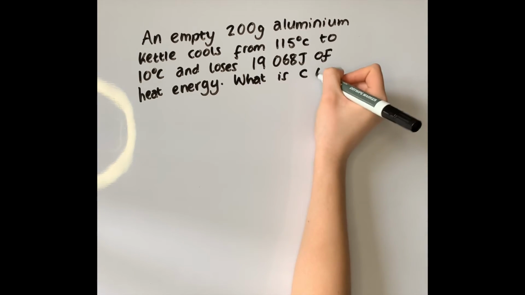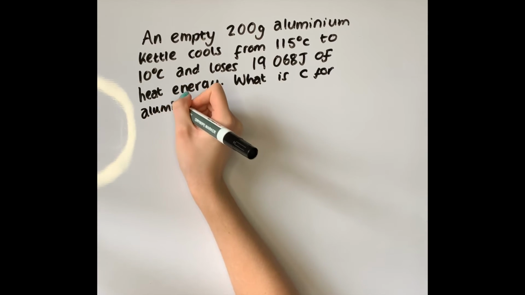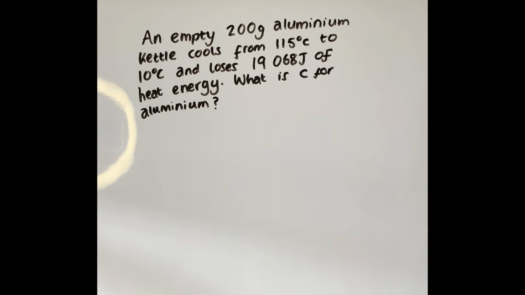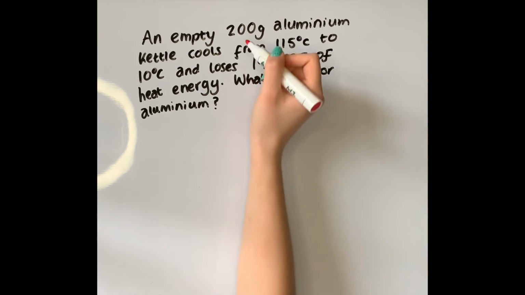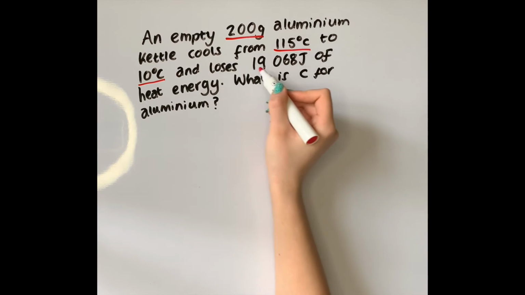Okay, let's have a go at a different type of question. This time we want to find the specific heat capacity. So, an empty 200 grams aluminium kettle cools from 115 degrees Celsius to 10 degrees Celsius and loses 19,068 joules of heat energy. What is C for aluminium?